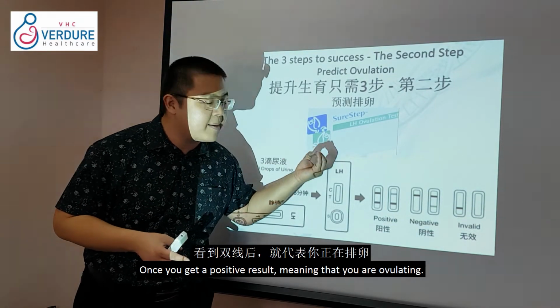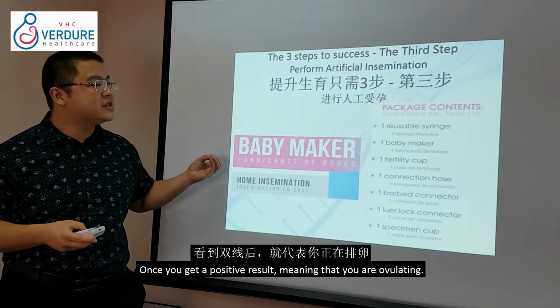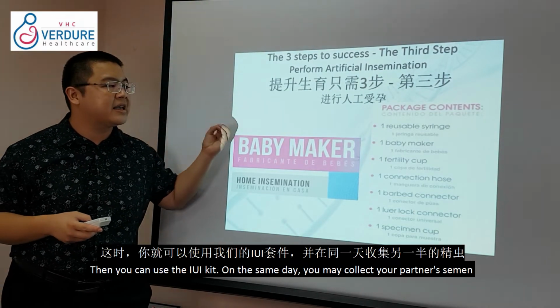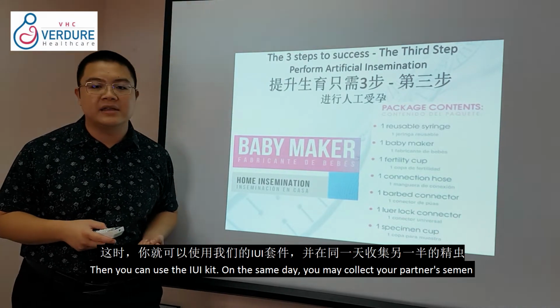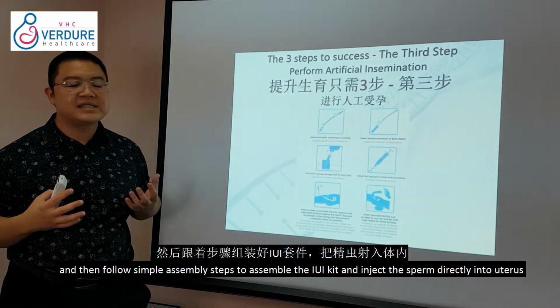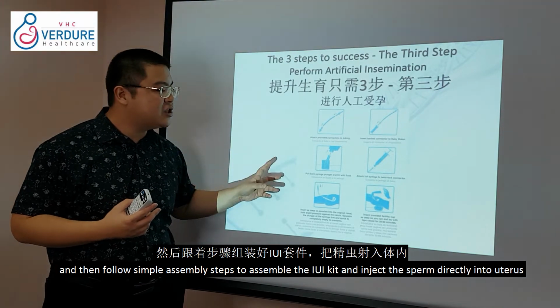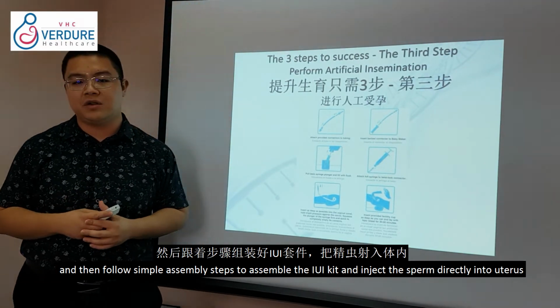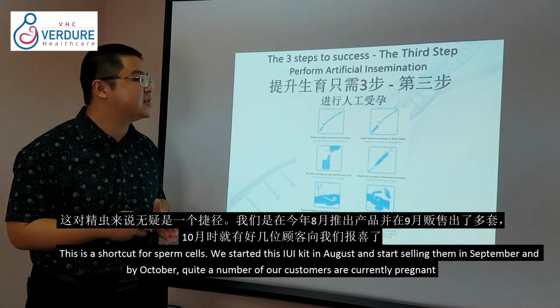Once you get a positive, meaning that you are ovulating, you should use this IUI Kit in order to, on the same day, collect the male partner's sperm cells, and then follow some very simple assembly steps to assemble the IUI Kit and inject the sperm directly into the uterus. So this is really a shortcut for the sperm cells.